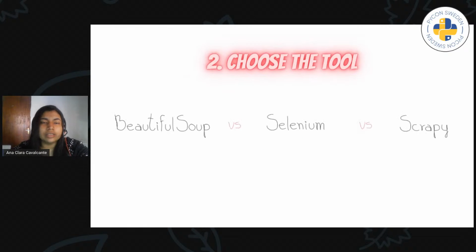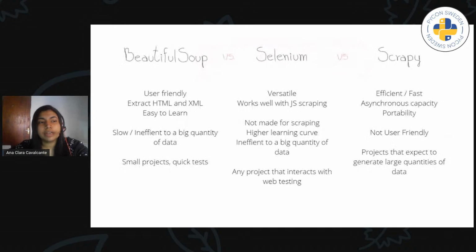So the second step is to choose the tool. There are many tools to do scraping, and these three are the main ones: Beautiful Soup, Selenium, and Scrapy. They have some differences and some things that make us choose one instead of the other depending on the situation. That's what I'm going to talk about right now.